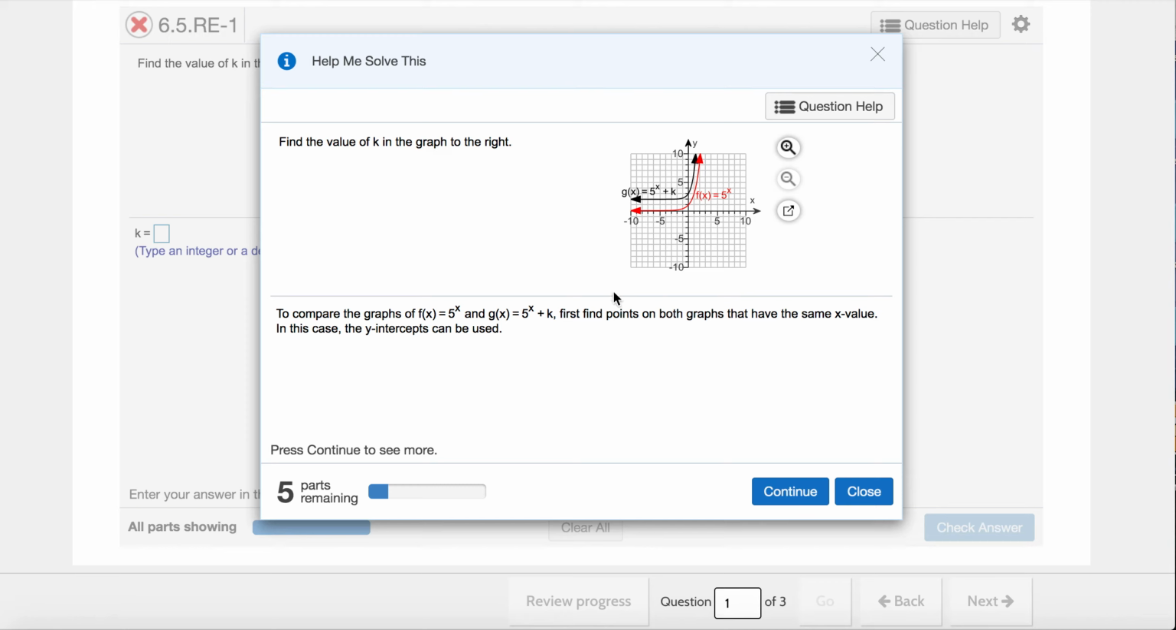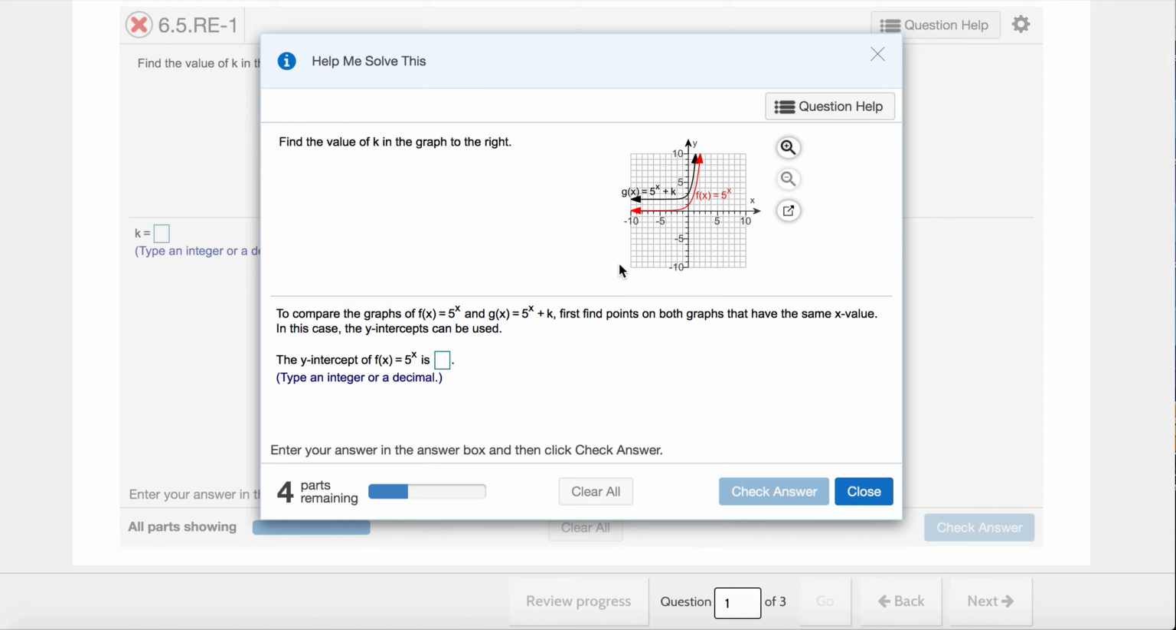So if I have no clue about this, right? It says to compare the graphs, this original graph with the new one. Find points on both graphs that have the same x value. Now you need help, so let's continue. For the help, you continue. And it says, the y-intercept of f(x) equals 5 to the power of x is what?